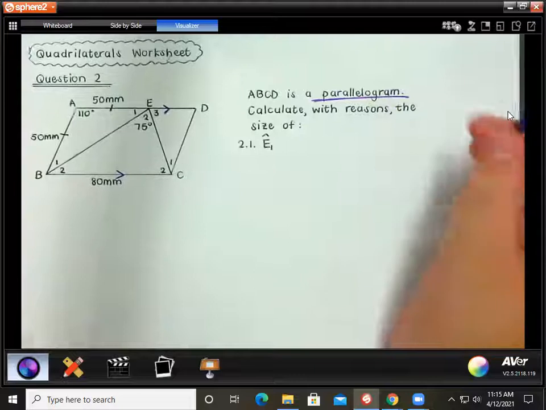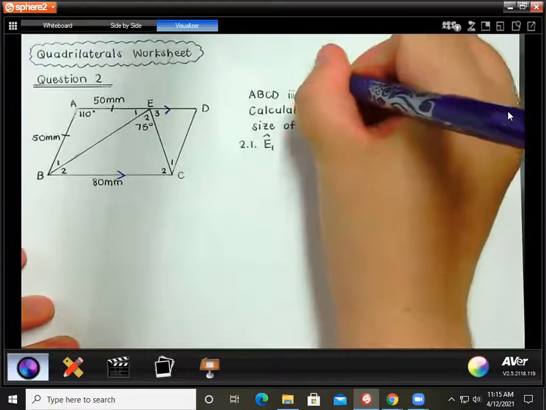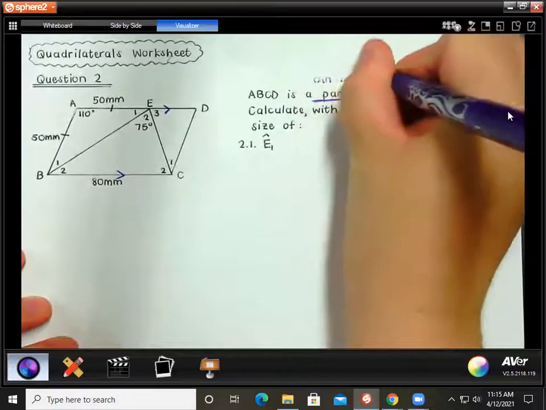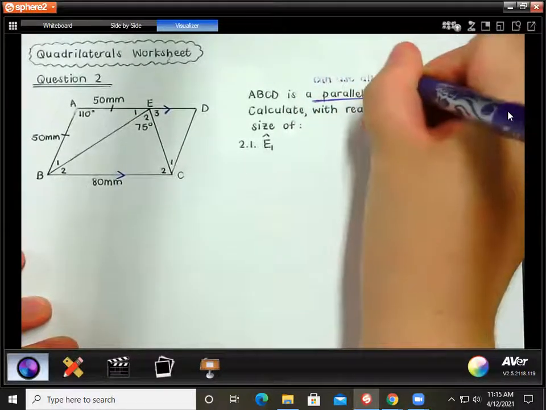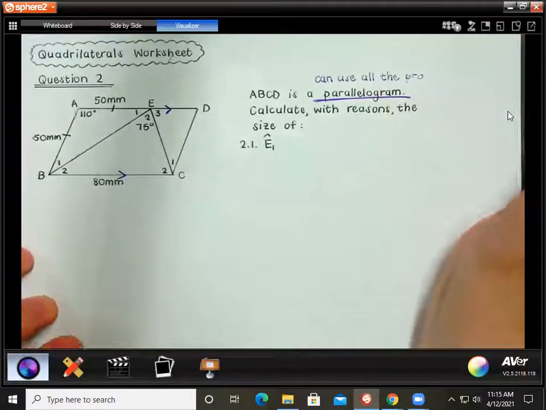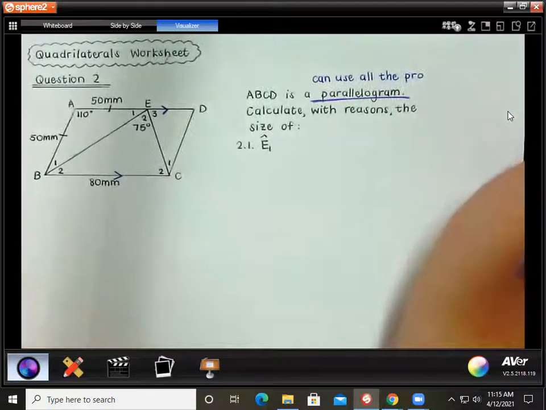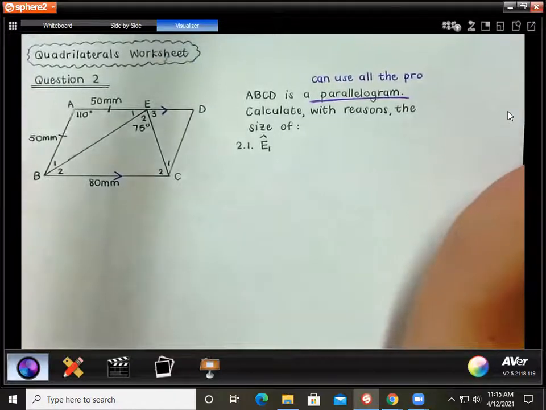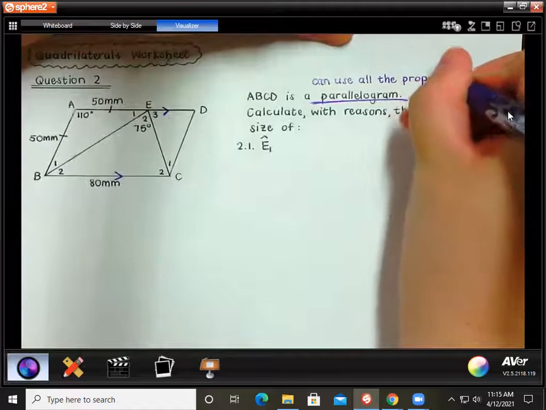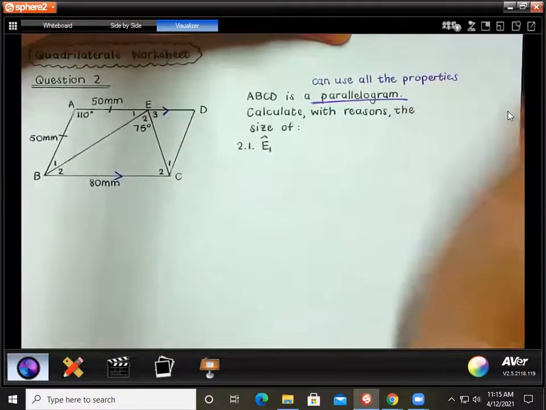Yes, Jamie? If you were given a diagram of a parallelogram and the sides clearly weren't parallel, but it was labeled as a parallelogram, yes, you would still be able to use those properties. That's why we always say that the diagrams are not drawn to scale. So you can use all the properties.